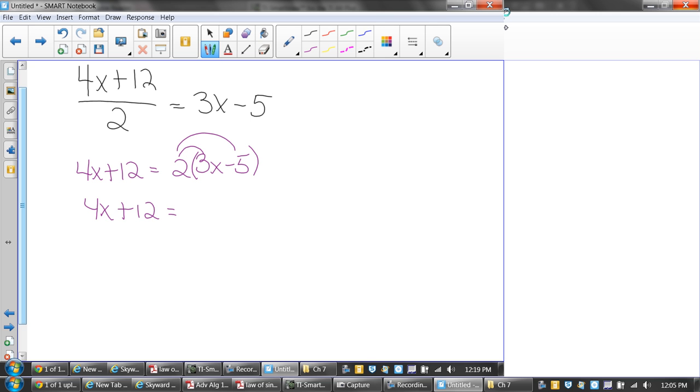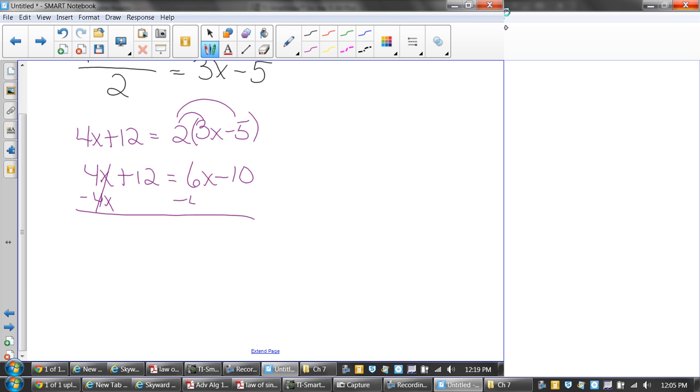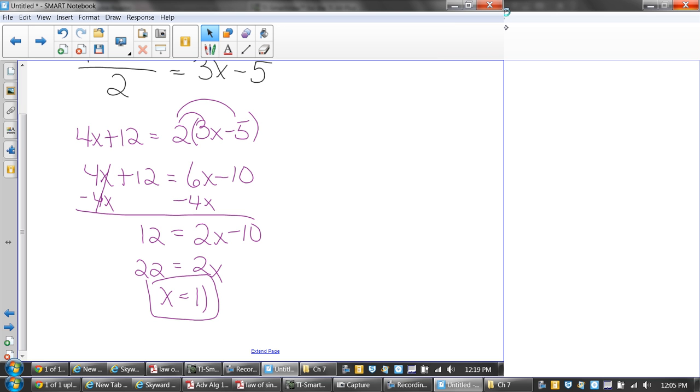What do I get? 6x minus 10. Okay? And then how do I get x by itself? Subtract the 4x on the little guy. Okay, so those go away. I get 12 equals, what, 2x minus 10? Yep. Now what? Add 10. 22 equals 2x, so x equals 11. Only point of doing that is because this looks terrible. Don't want to work with it, but it's really not that bad once you get the general format.